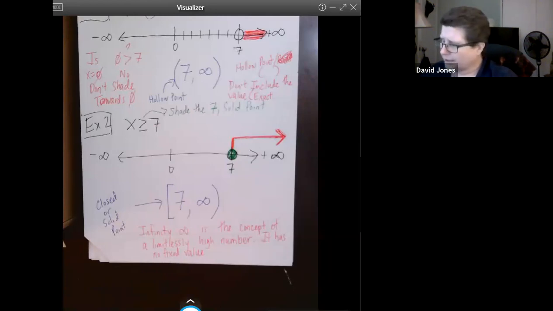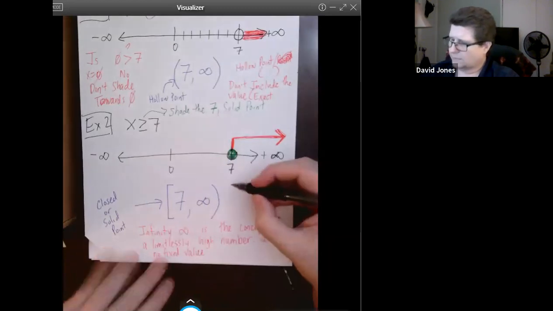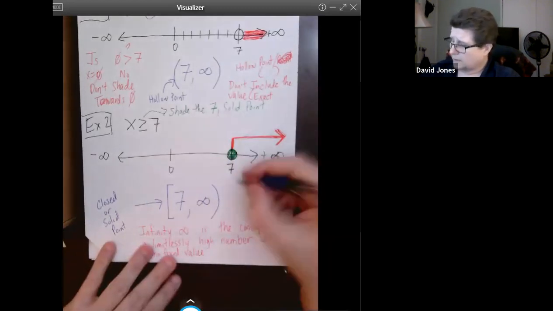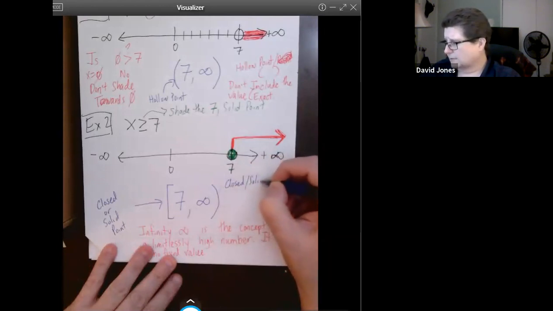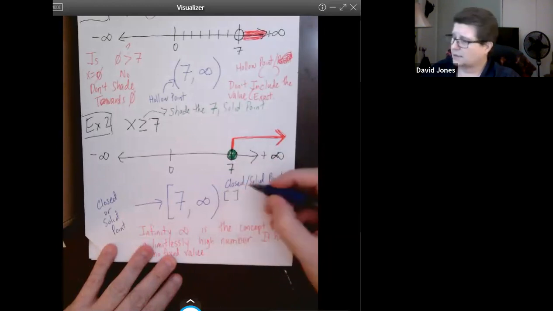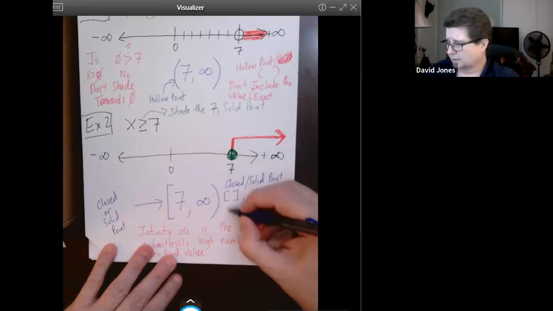On the closed value, closed or solid point, we include the value. For the closed solid point and bracket, the value is included in the solution.